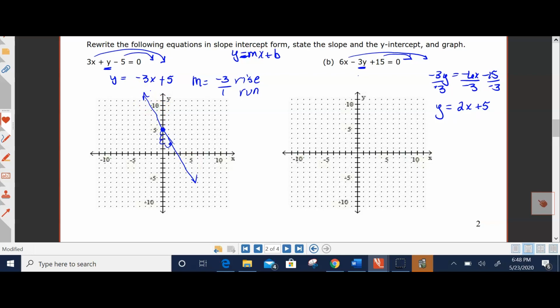Do the same thing for the other one. Let me check my work. Negative 6x, negative 15, divide by negative 3, and I get 6 divided by 3 is 2, and so on. Check my work. Okay, we're good. So we have another y-intercept at 5, and the slope is 2, and that's like 2 over 1, so I'm going to rise up 2 and over 1. That puts me at another point on my graph, and I can now connect those dots.